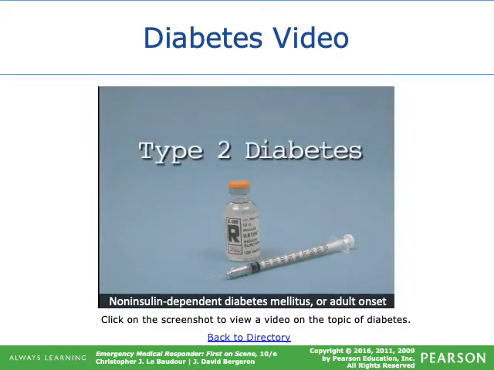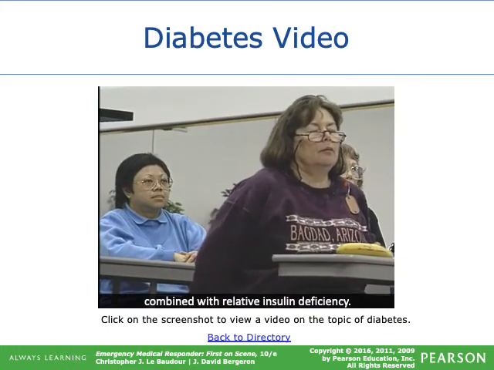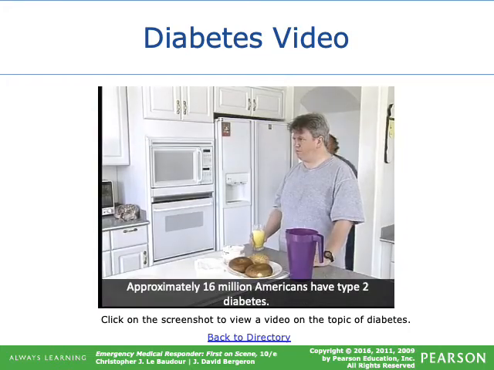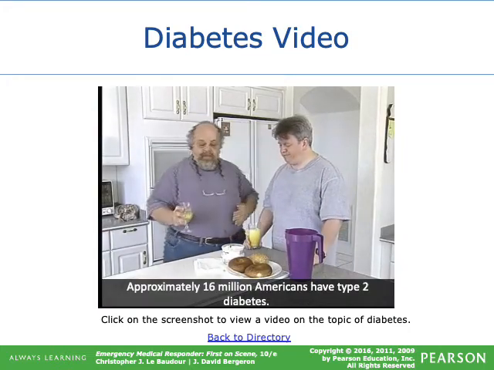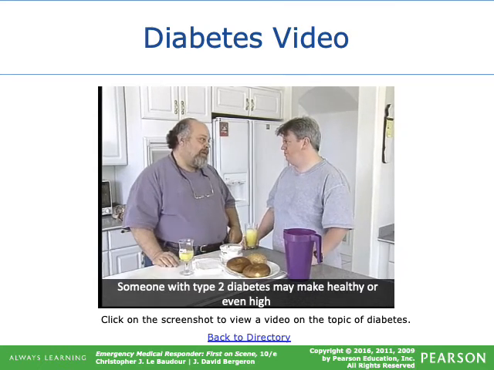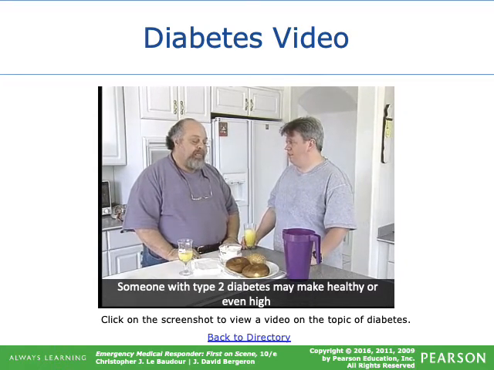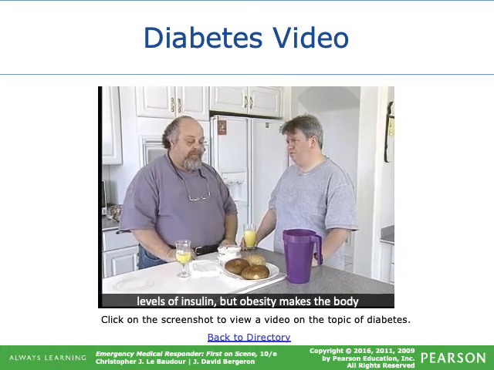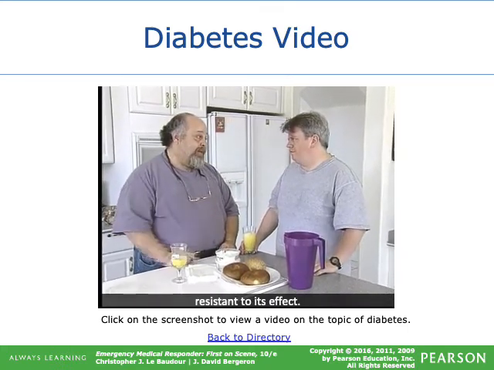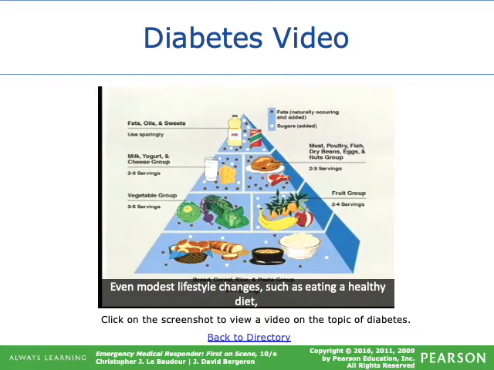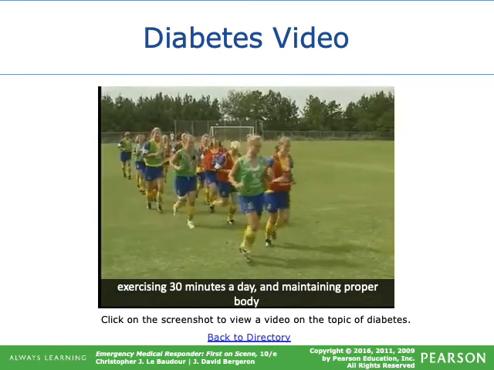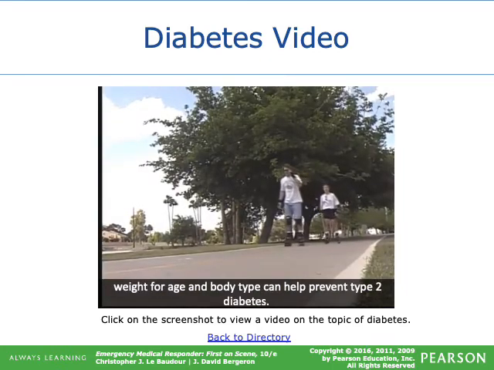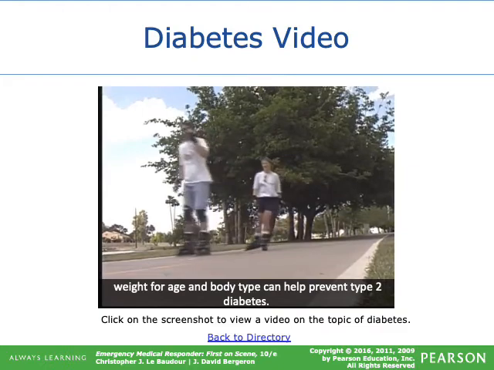Non-insulin dependent diabetes mellitus, or adult onset diabetes, results from insulin resistance combined with relative insulin deficiency. Approximately 16 million Americans have type 2 diabetes. Someone with type 2 diabetes may make healthy or even high levels of insulin, but obesity makes the body resistant to its effect. Even modest lifestyle changes, such as eating a healthy diet, exercising 30 minutes a day, and maintaining proper body weight for age and body type can help prevent type 2 diabetes.